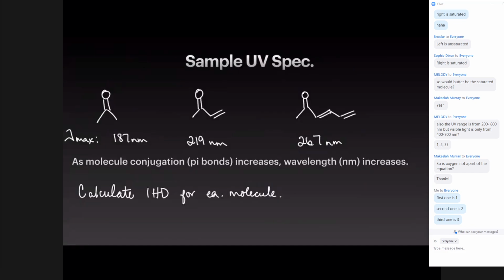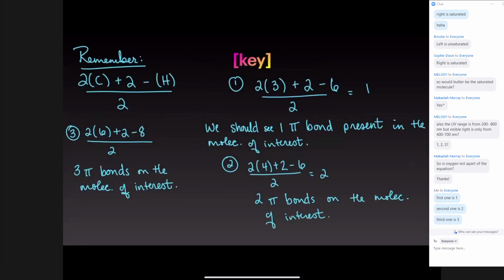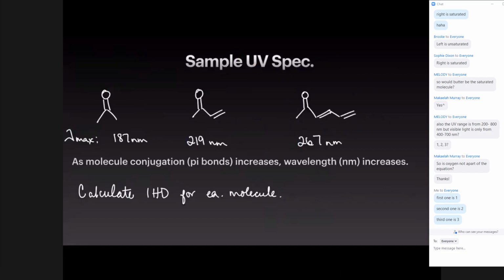So if we look at these, let me see if I can write on here. Oh, I can. Okay. So for the first one, we have 3 carbons. So we multiply 2 times 3, plus 2, minus 6, divided by 2, and we get 1. So we should see 1 pi bond present in the molecule of interest for number 1, and we do. It's right here.